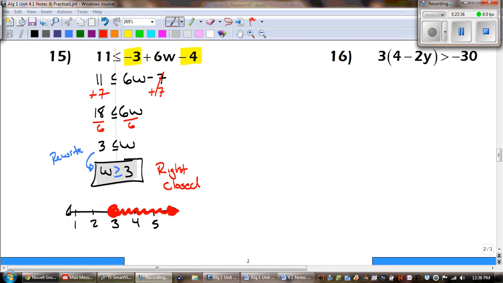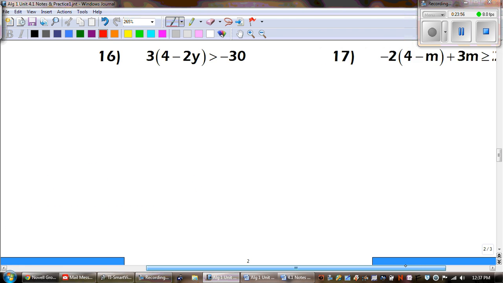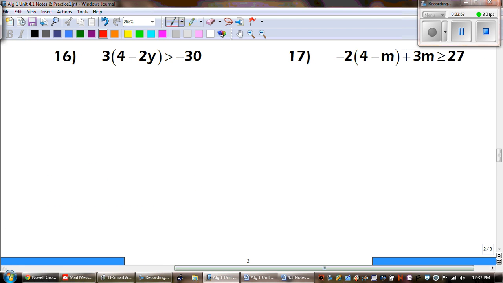Okay, so we combine like terms, we get 6w minus 7. Add the 7 to both sides, divide by 6, and then we had to rewrite. And we get that it is right and closed. I had to make sure the inequality was pointing at the 3, so it's still pointing at the 3. And there we go. All right, number 16.